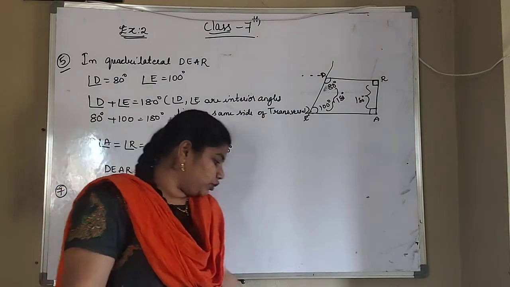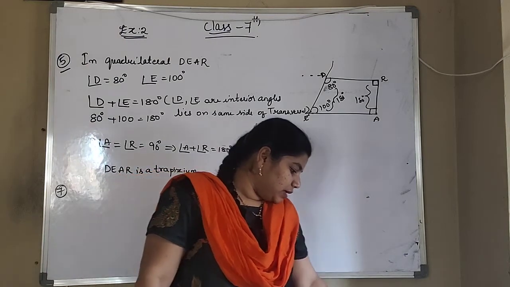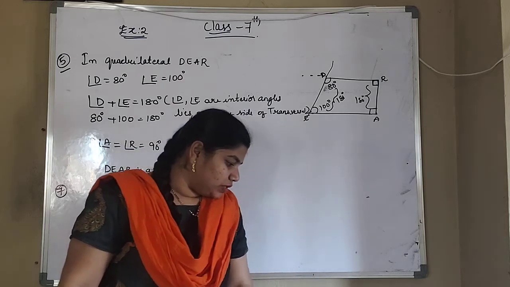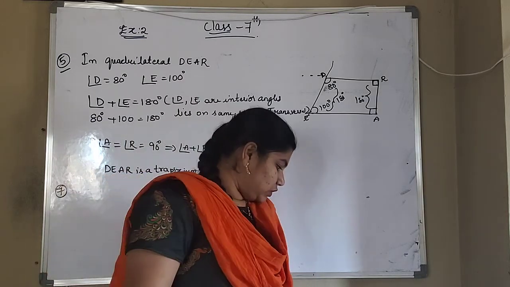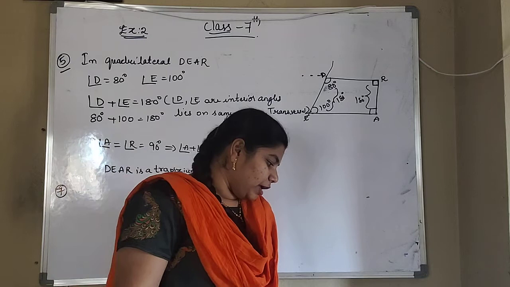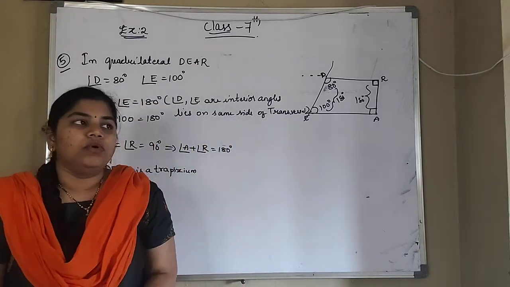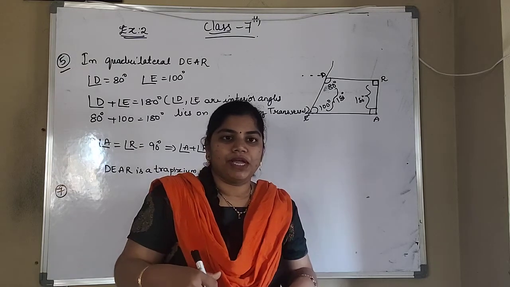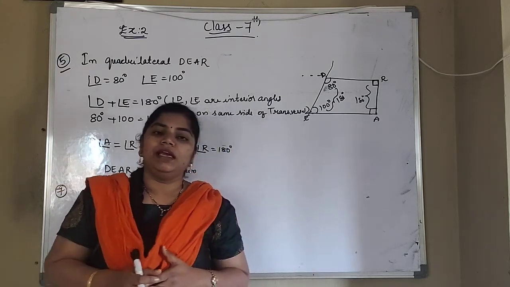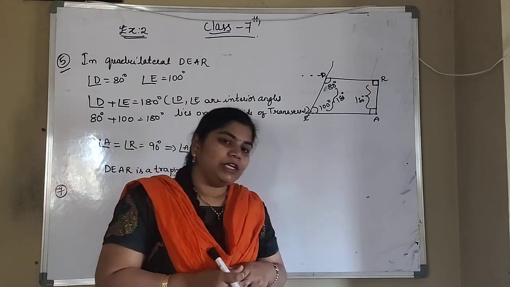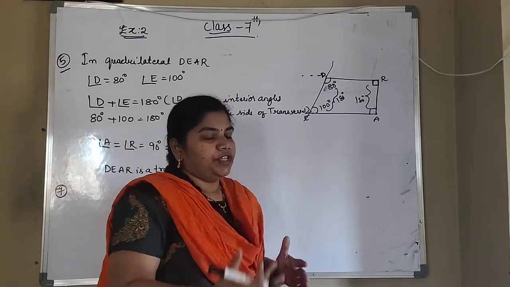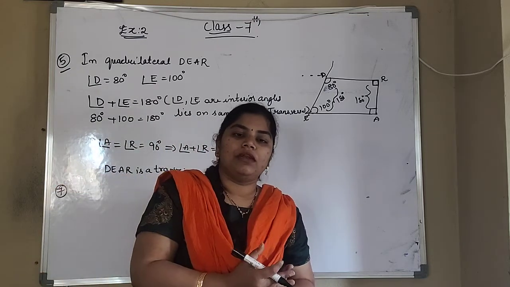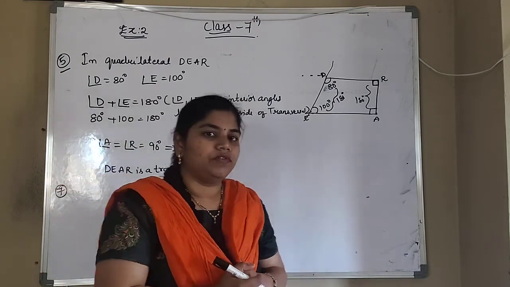So what is the seventh question? Quadrilateral ABCD is a parallelogram. If angle A equals 70 and angle C equals 65, give reason. So the question is whether quadrilateral ABCD is a parallelogram or not. They have given angle A as 70 and angle C as 65. If it is a parallelogram, we have to write why it is, and if it is not a parallelogram, we also have to write why it is not.